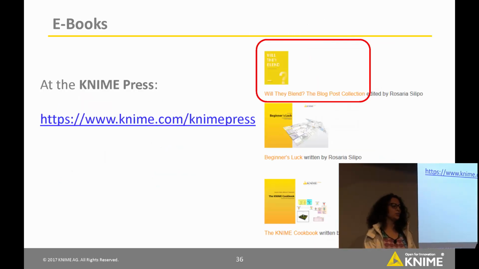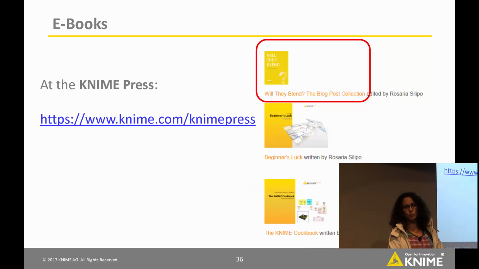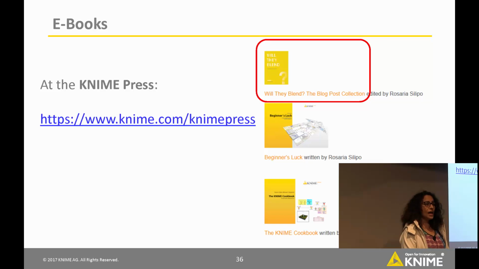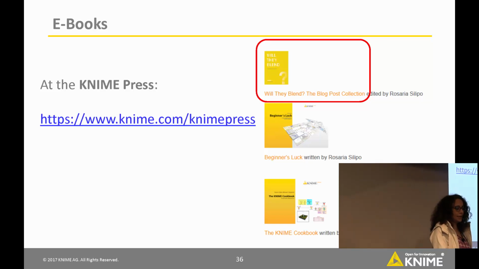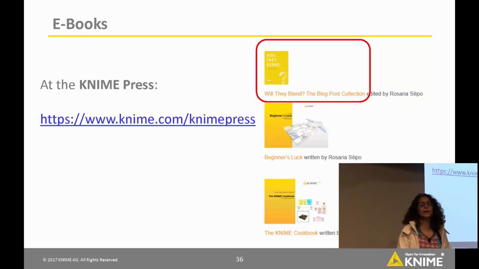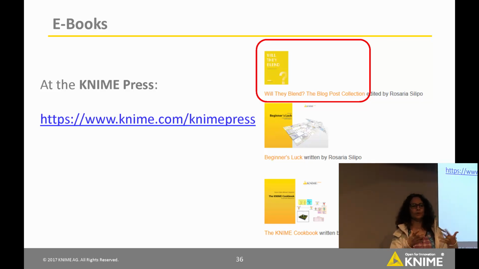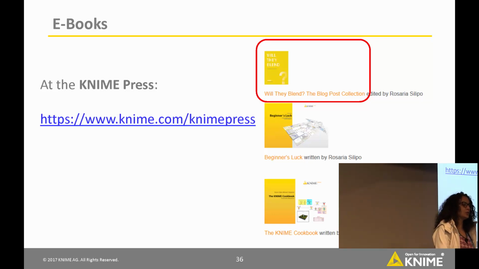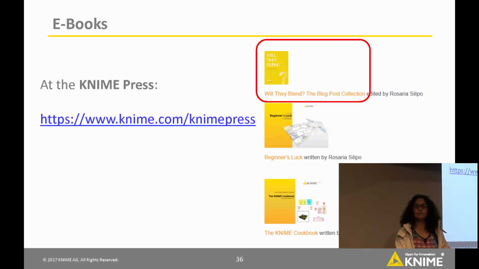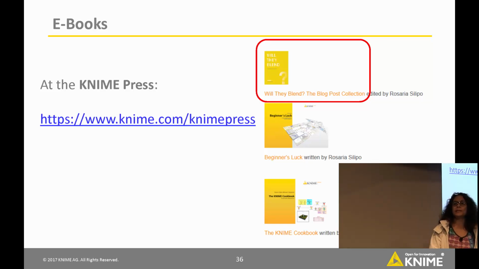In the KNIME Press, we have the two historical books, the KNIME Beginner's Luck and the KNIME Cookbook. We have added this year the collection of blog posts from the blog post series Will They Blend. I don't know if you know that we have this Will They Blend blog post series. We try to blend the weirdest and possibly most complicated data sources that we know of. We have around 20 blog posts now in that series. So if you're interested in blending, I don't know, Google BigQuery, Hadoop Hive, YouTube metadata, video metadata, all these things are available in this blog post collection here.